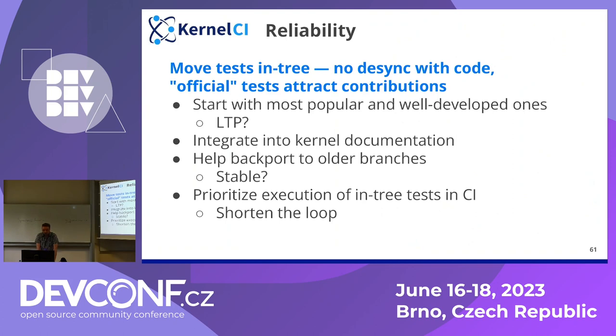But that, of course, only works if we actually run those tests and run them fast. So in a CI system, it's important to prioritize execution of those tests, so they're executed earlier and the results produced faster, so that you can shorten the loop and keep them working.